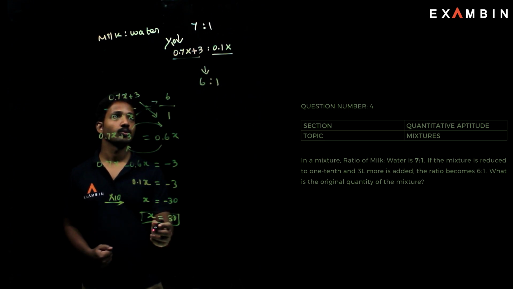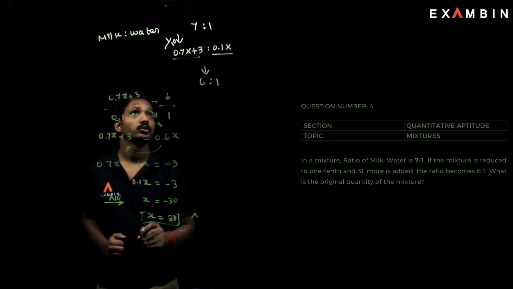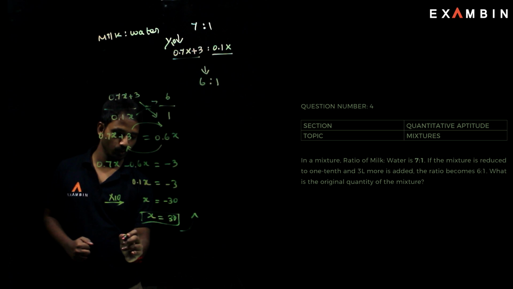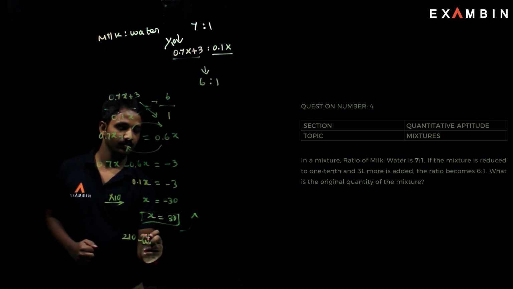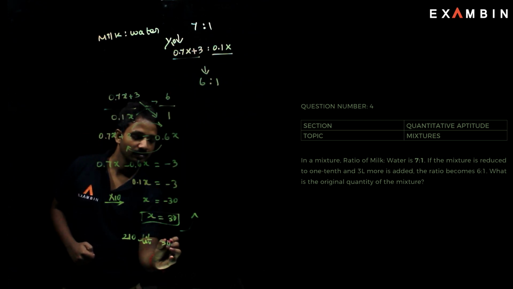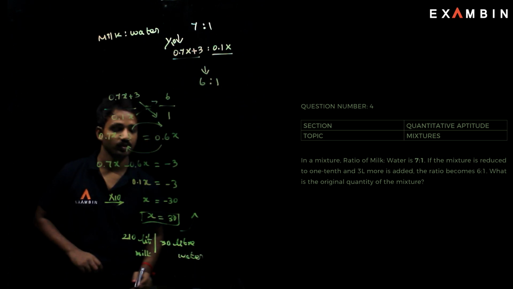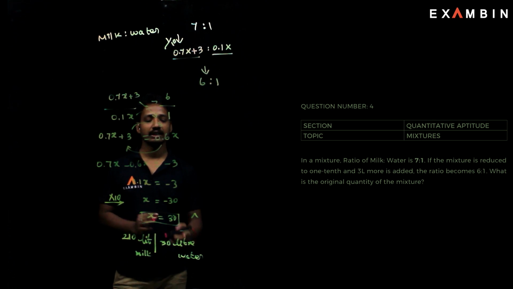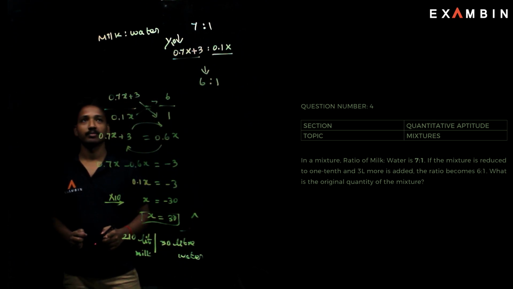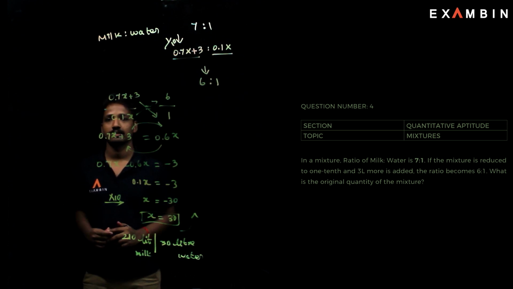So applying these to the original ratio given, that is 7:1. So the milk will be 7 into 30, 210 liters. And water will be 1 into 30, 30 liters. So the answer would be 210 liters of milk and 30 liters of water would have been present at the initial stage before adding the 3 liter milk additionally. So let's move on to the next question.